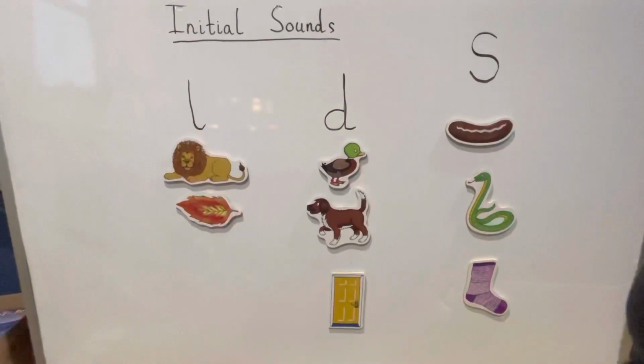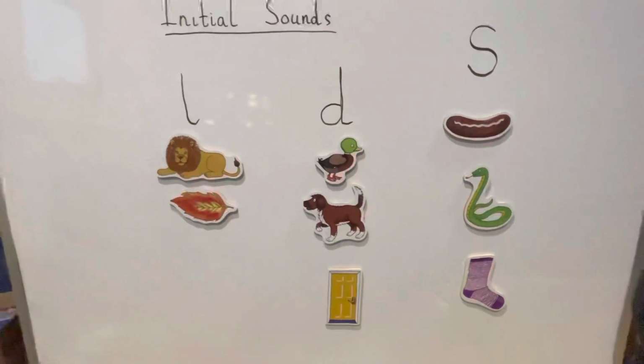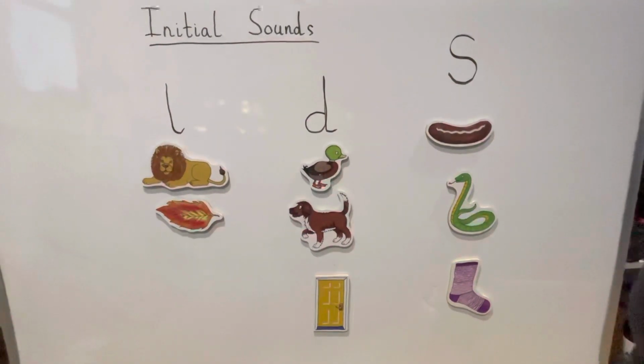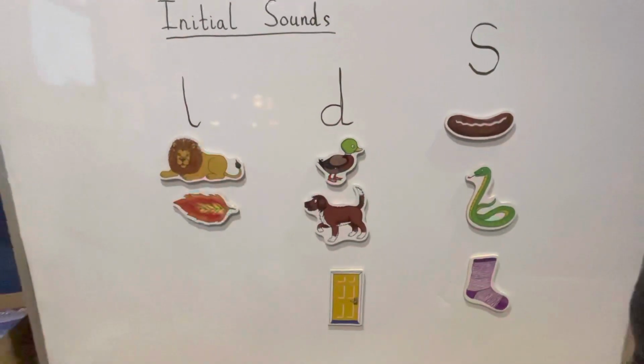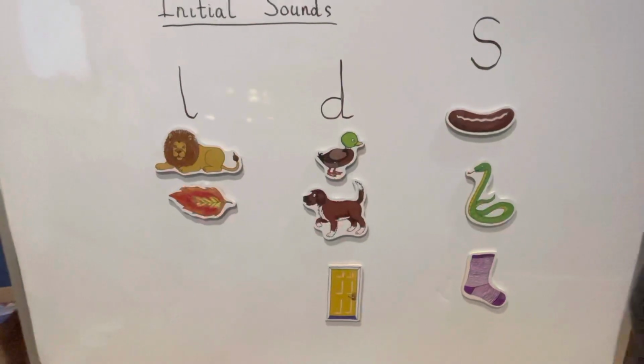Larry, lollipop. Good. Go around your house, see if you can find anything in your house that starts with an L, starts with a D, or starts with an S sound.